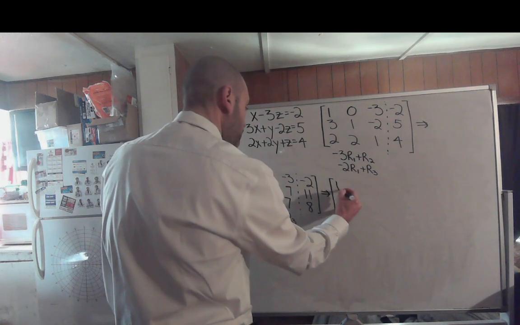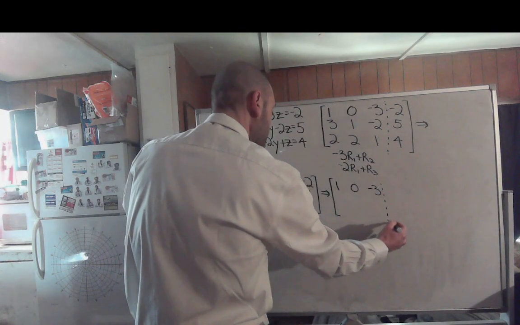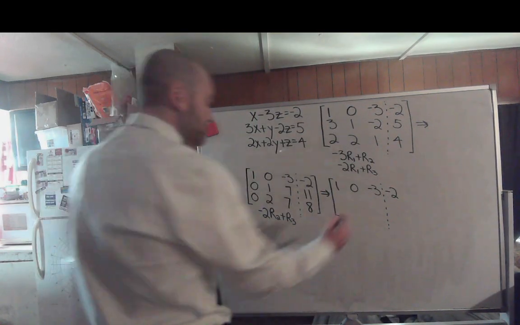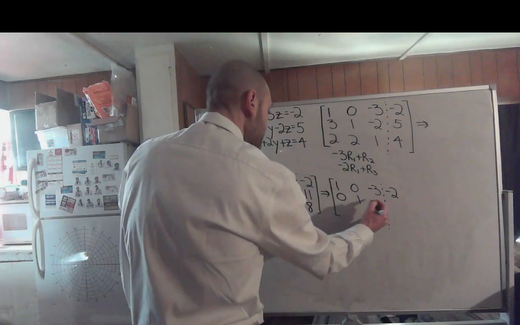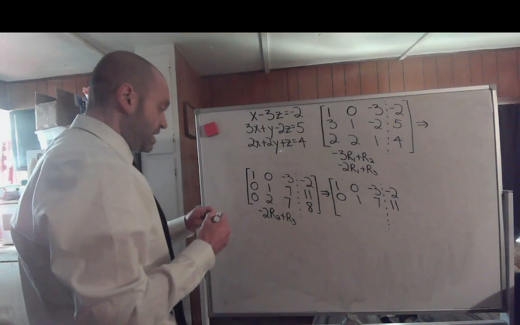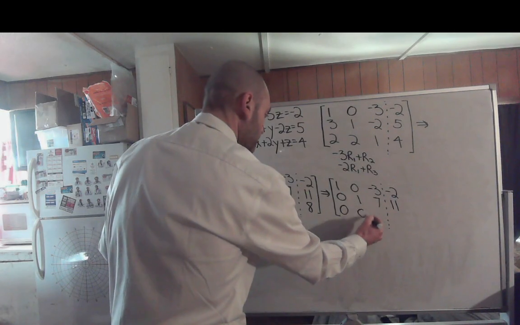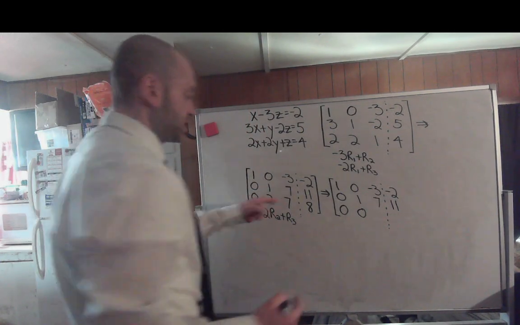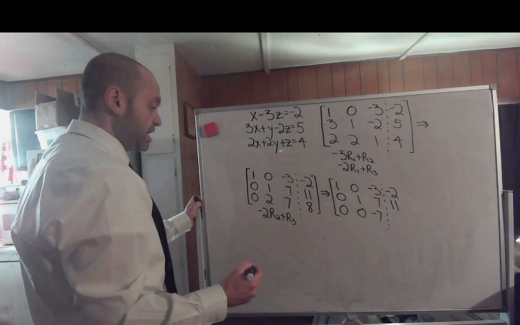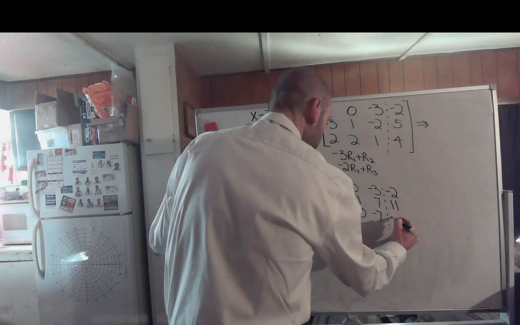So you'll have 1, 0, negative 3, then negative 2, and then you'll still have 0, 1, and 7, and 11. Alright, now 0 plus 0 is 0. Negative 2 plus 2 is 0. Negative 14 plus 7 is negative 7. And then let's see, negative 22 plus 8 is going to be negative 14.